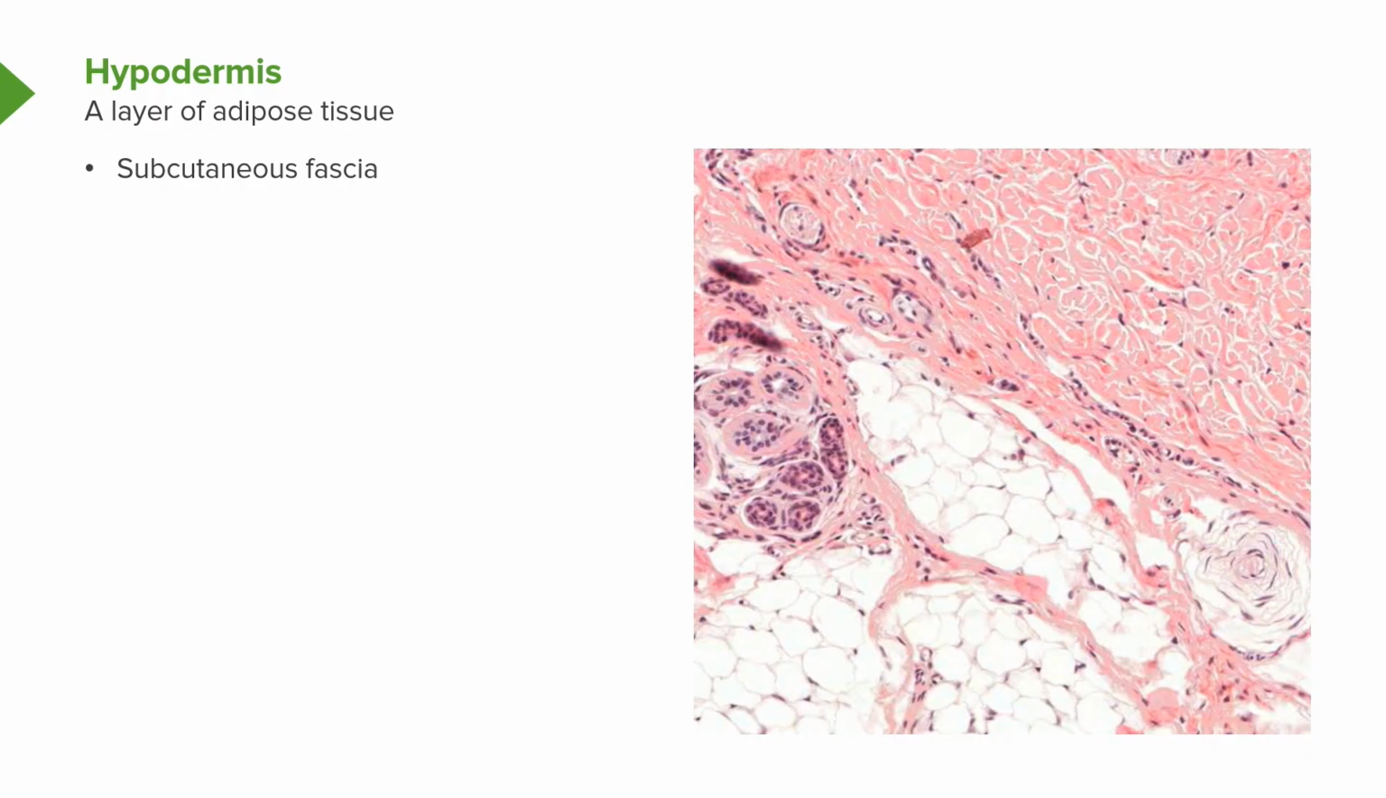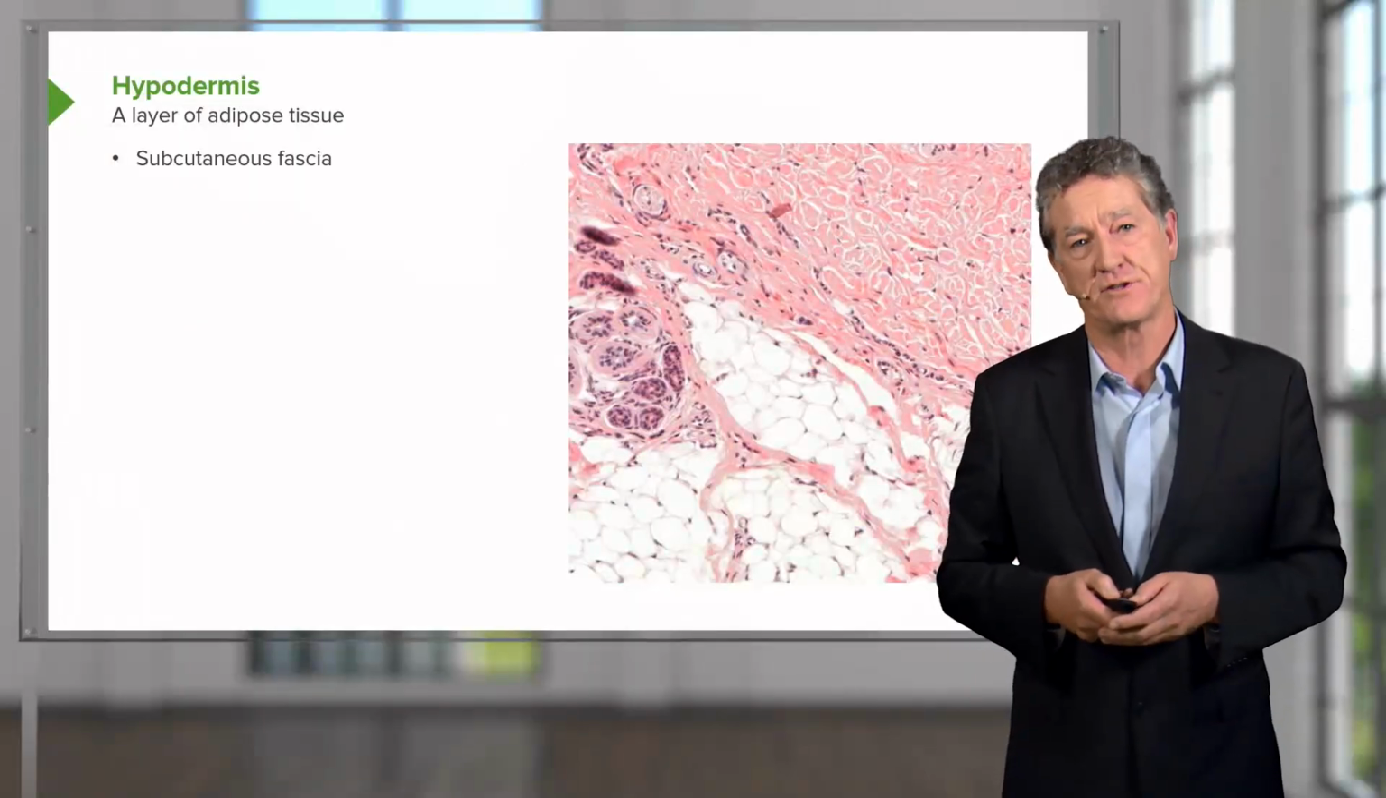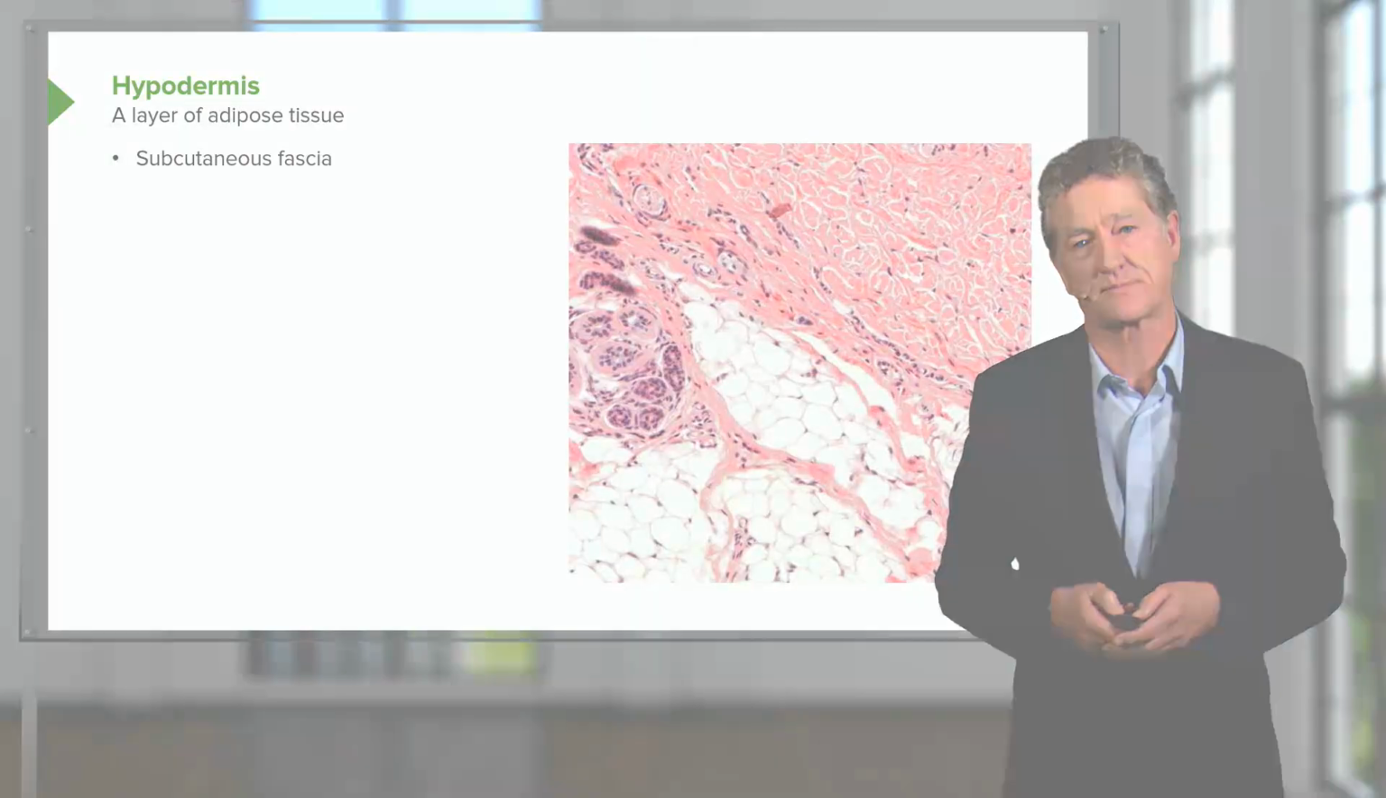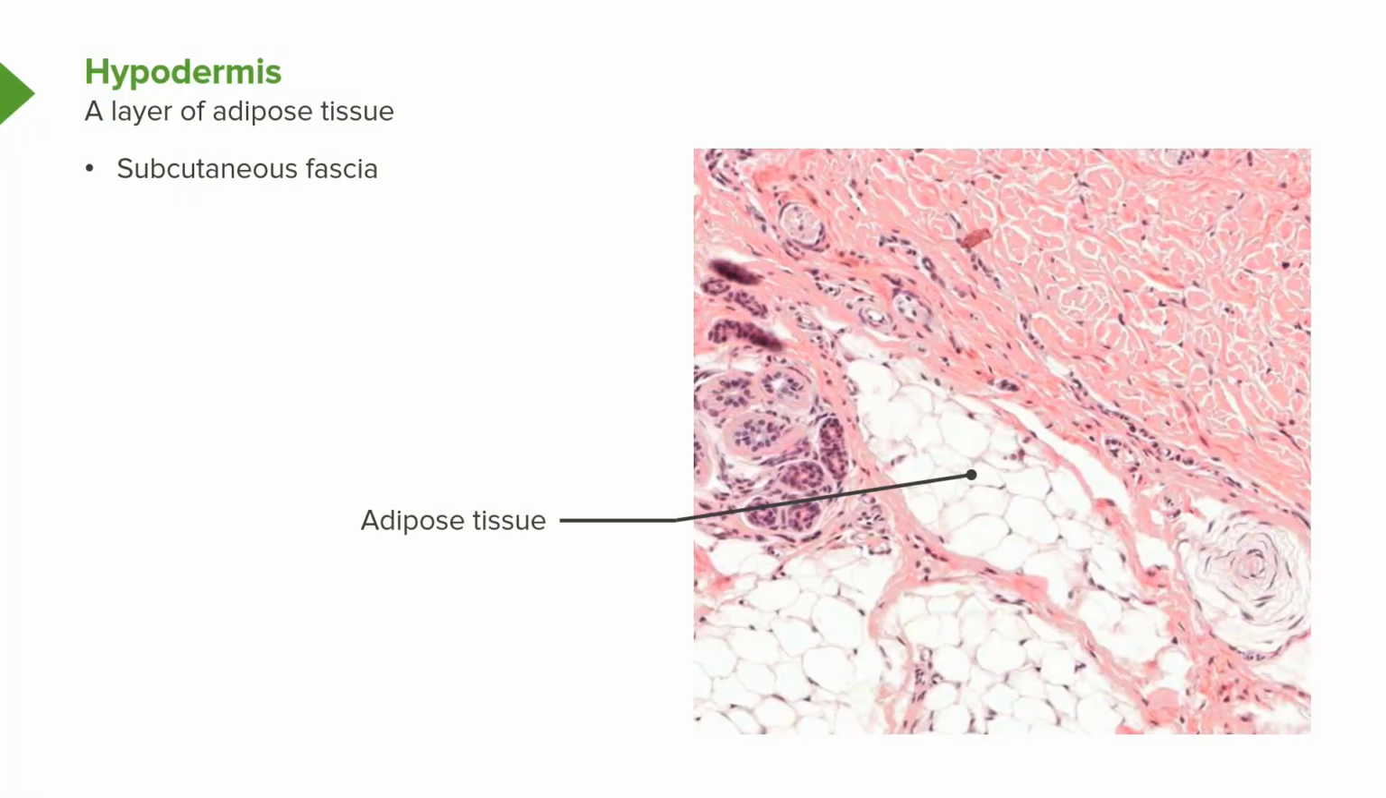Sometimes in gross anatomy we refer to it as subcutaneous fascia. But again, it's just adipose tissue, fat cells. Here you see it, clear staining, because during processing, the components, the lipid droplets, the fatty droplets, are lost from the cell during normal histological processing.